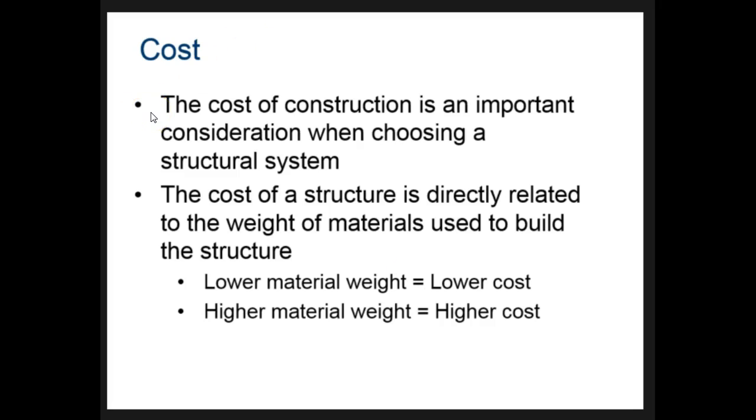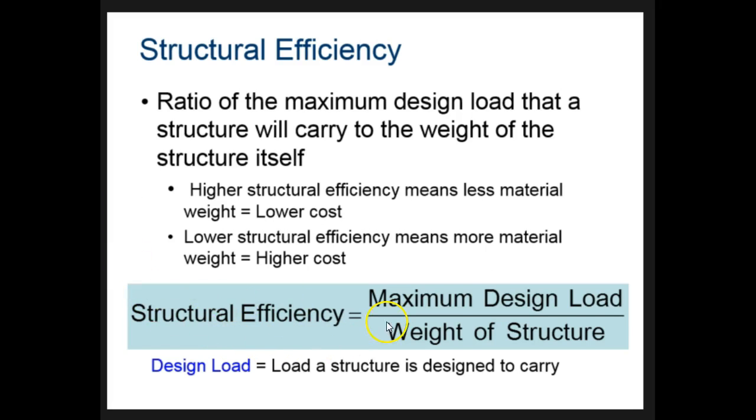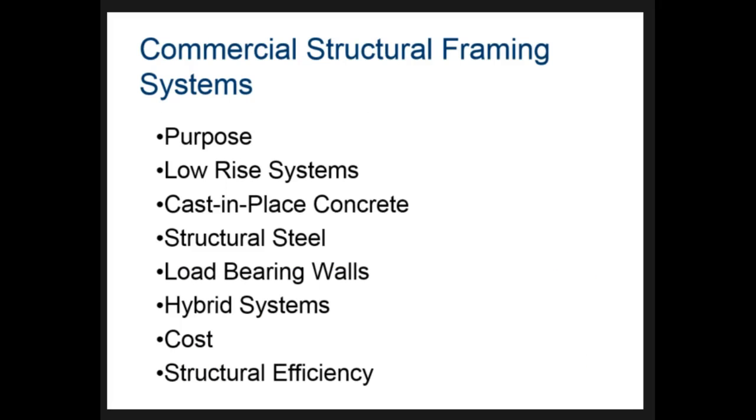We're really looking at cost efficiency. Everything we do in construction is about cost efficiency. We want it to be lightweight but strong enough. Because as we make the system itself, like concrete, heavier, it may increase the strength, but it also increases the weight that it's got to hold. Lower material weight means lower cost. That's always the case. So here's our formula for structural efficiency. The maximum design load, that's how much we need the building to hold, versus the weight of the structure itself. And that's it.